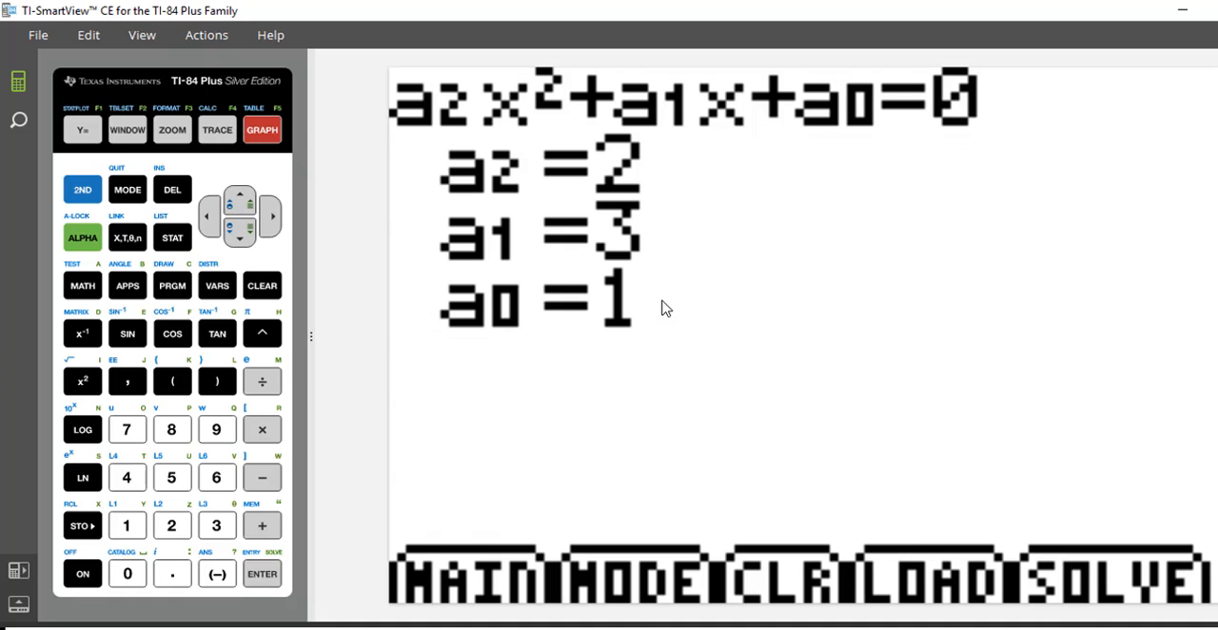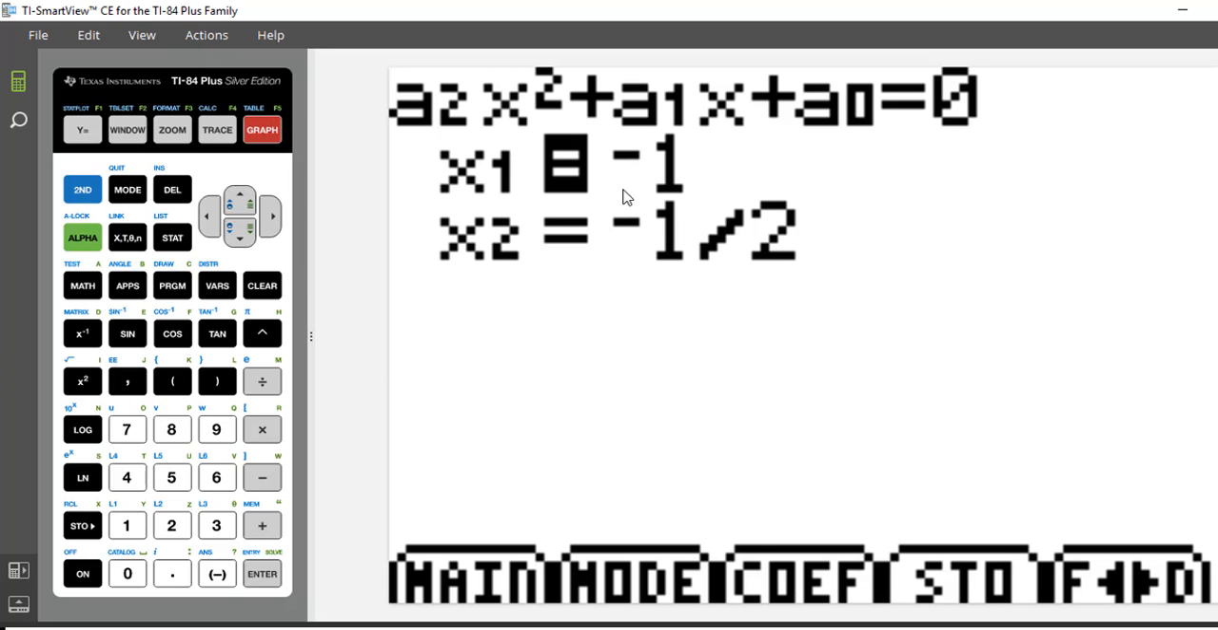Let's practice some questions. Suppose A2 equals 2, A1 equals 3, and A0 equals 1. Then you go to solve. Here's solve. Then they give you your solution in fraction form, if there is a fraction.